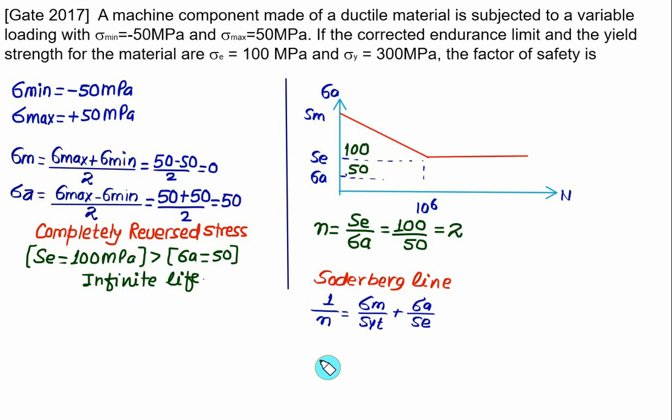Even the Soderberg criterion will solve this problem because this case is included in our fatigue theory. So we have 1 upon N equal to mean stress value 0 divided by SYT. And now this time I have to collect the data for SYT. We have SYT equal to 300, but this term is 0, plus amplitude stress equal to 50 divided by endurance limit, which is equal to 100. So this and this will be the same equation. So we are again getting the value of N equal to 2. Both methods will work this time.